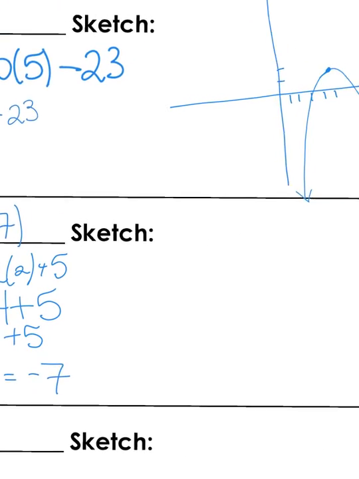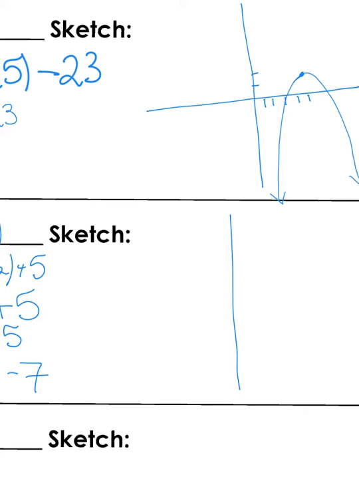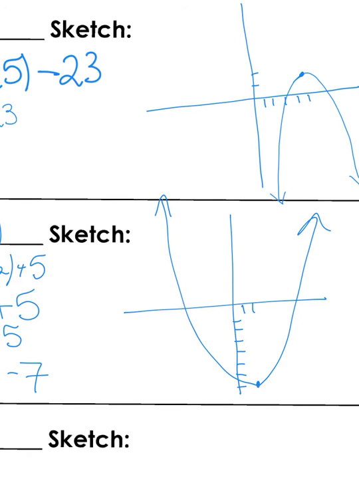All right, so sketching. Y-axis, x-axis. I've got my vertex at negative 2, negative 7: 1, 2, then 1, 2, 3, 4, 5, 6, 7. My a value is positive, so my parabola will open up.